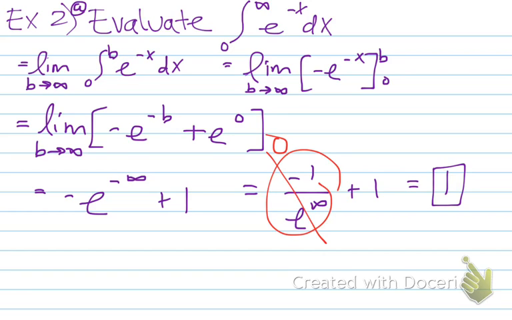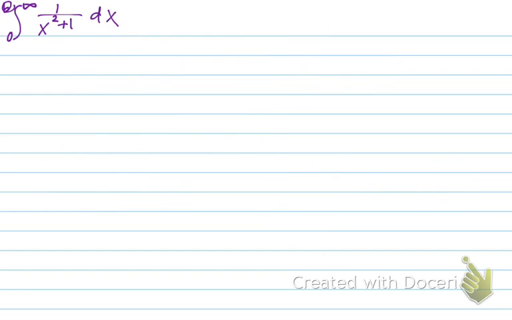And then let's look at part B. All right, here's part B. Again, from 0 to infinity, I'm going to rewrite it with the limit of b going to infinity, from 0 to b, 1 over x squared plus 1 dx.